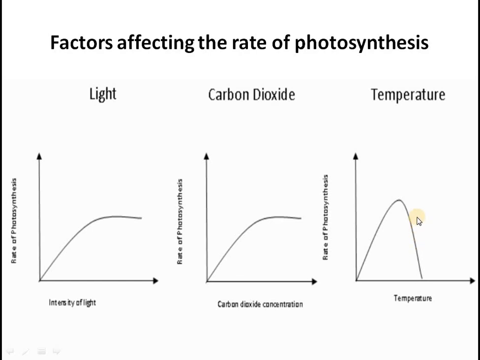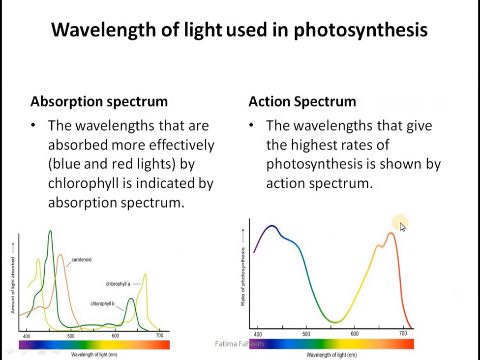And also the excessive transpiration in the plants would lead to loss of turgidity of guard cells, leading to closure of stomata. When stomata would be closed, there would be no entry of carbon dioxide, hence no or reduced photosynthesis will occur. Now let's see what wavelengths of light are used in photosynthesis.